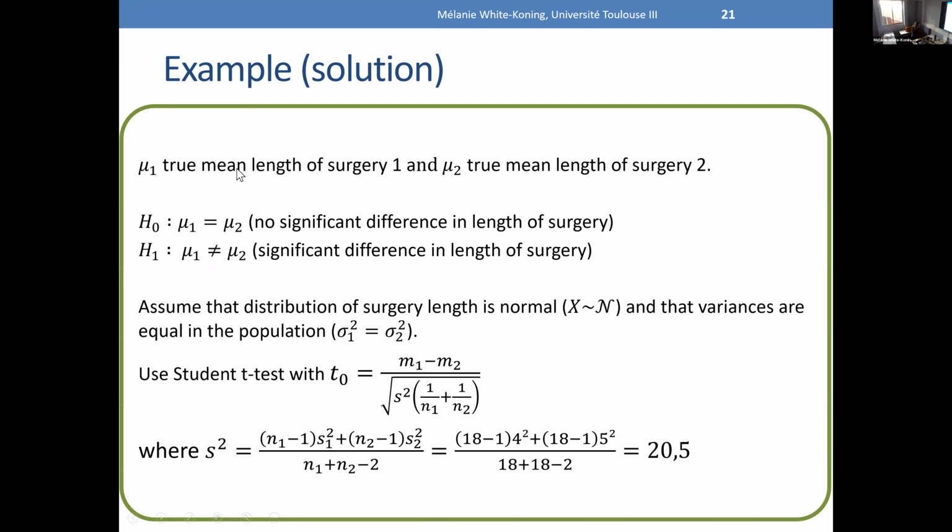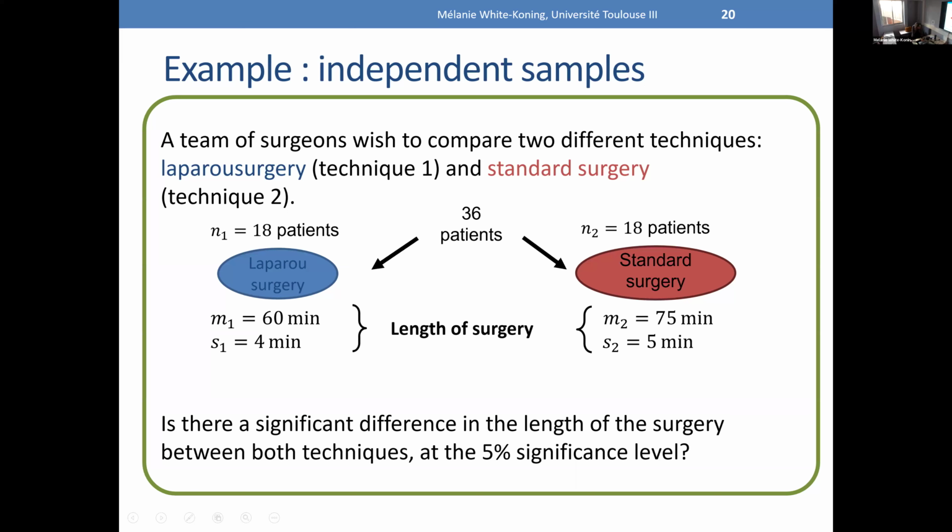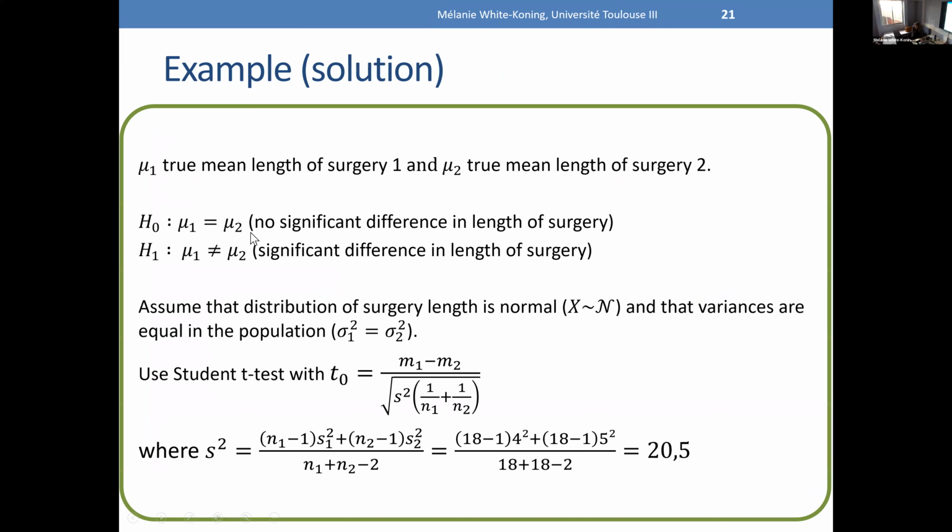Now I'd just like to repeat, I say it, and students kind of hear it, but they don't realize what it means. You see here that I say mu1, mu2, they're just names. But realize that mu1 and mu2 are the true mean lengths of the surgery, which means you're not saying that the null hypothesis is m1 equals m2, 60 equals 75, because you don't need to do a statistical test to know whether 60 is equal to 75. So please, if I write that in an exercise, don't write that H0 is m1 equals m2, because that's wrong, that doesn't make any sense.